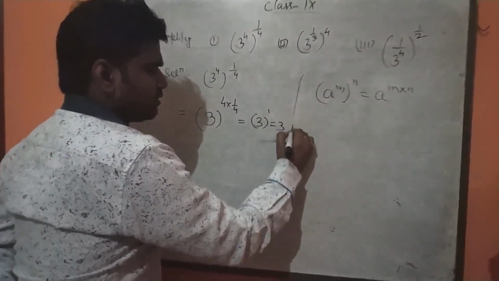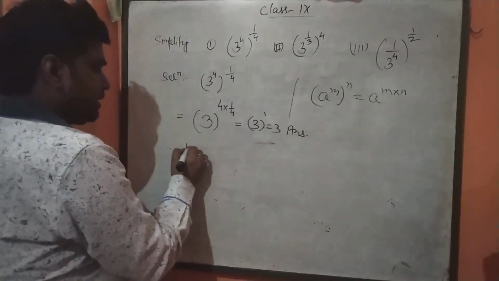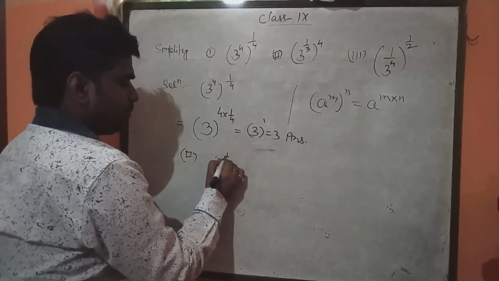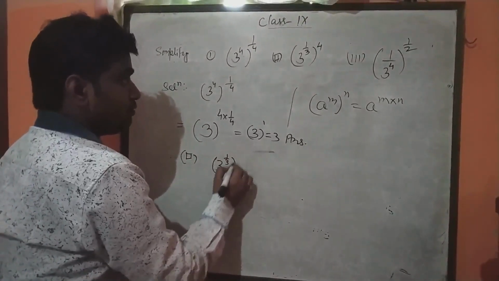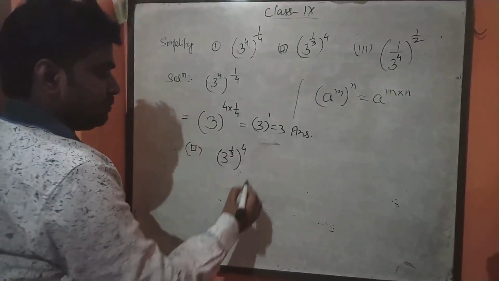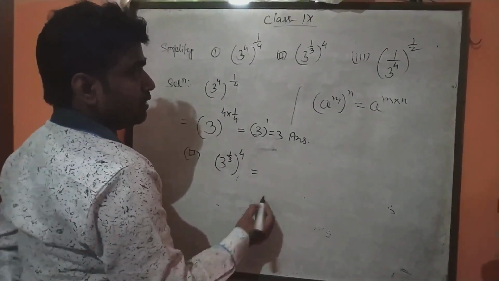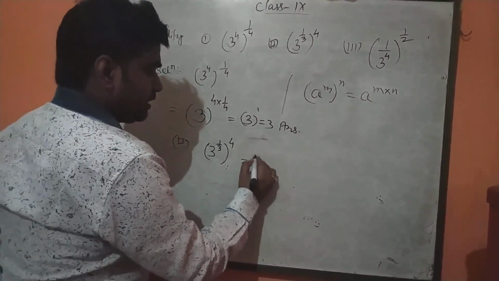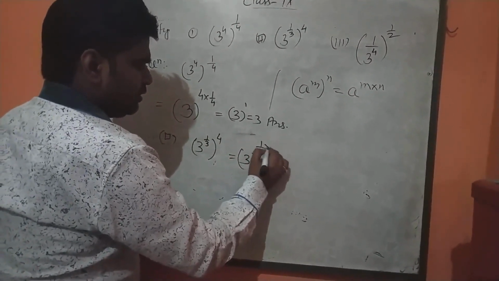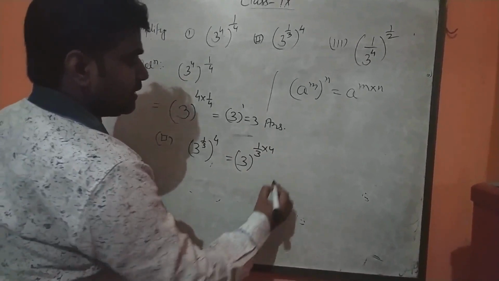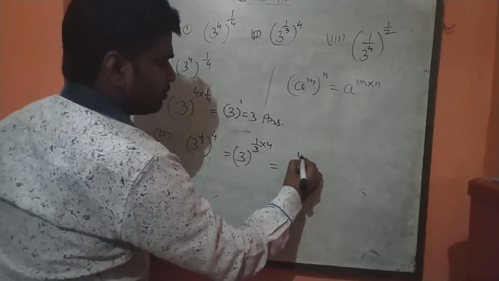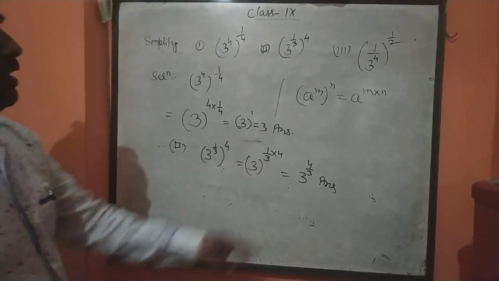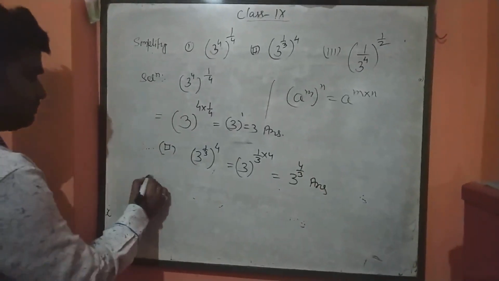This is our required solution. Now the second question: (3 to the power 1/3) to the whole power 4. So it may be written as 3 to the whole power 1/3 into 4. So it is written as 3 to the power 4/3. This is our required solution.